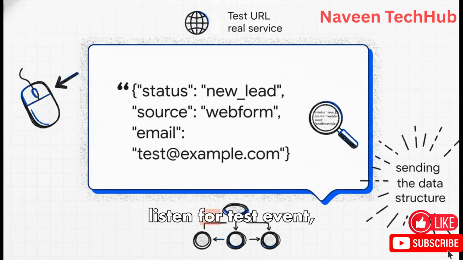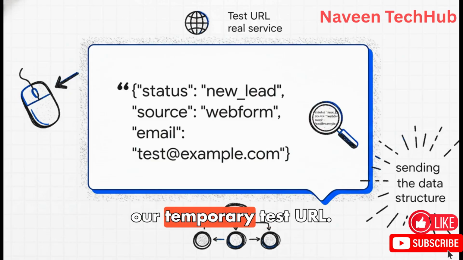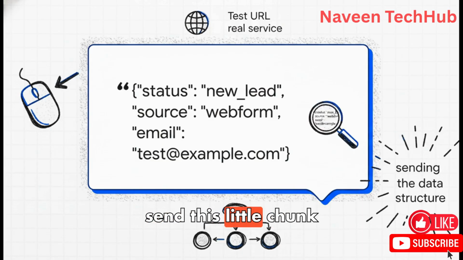All right, now for the magic moment. We're going to click Listen for Test Event, which activates our temporary test URL. Then we'll use a tool like Postman to send this little chunk of JSON data over. See? It's just pretending to be a new lead from a web form. The reason we do this is so n8n can see the shape of the data, which lets us easily use fields like email later on in our workflow.